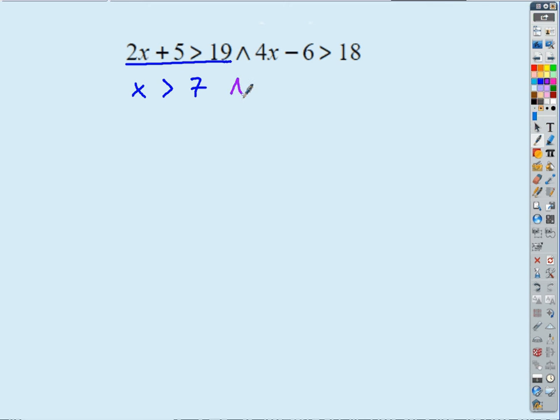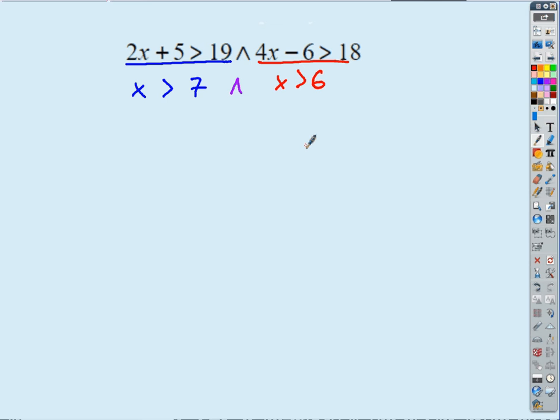And what about the other side? Let's do this one now. Same thing. Really simple math. You can do this one in your head probably. What are the 2 steps in order to isolate the x? Add 6 and then divide by 4. So 18 plus 6 is 24 divided by 4? 6. Okay, so we end up with x is greater than 6. Once again, no reason to flip the inequality.